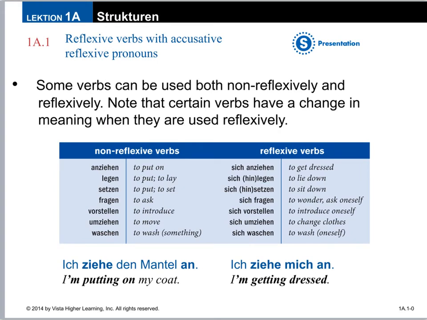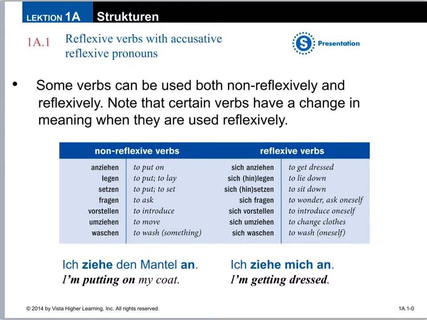Some verbs are both reflexive and not reflexive, so it depends what definition of them you want. For example, anziehen is on our vocab list. It means to put on. So if I'm putting on a coat, it's not reflexive. Ich ziehe den Mantel an. But if I am getting dressed, ich ziehe mich an.